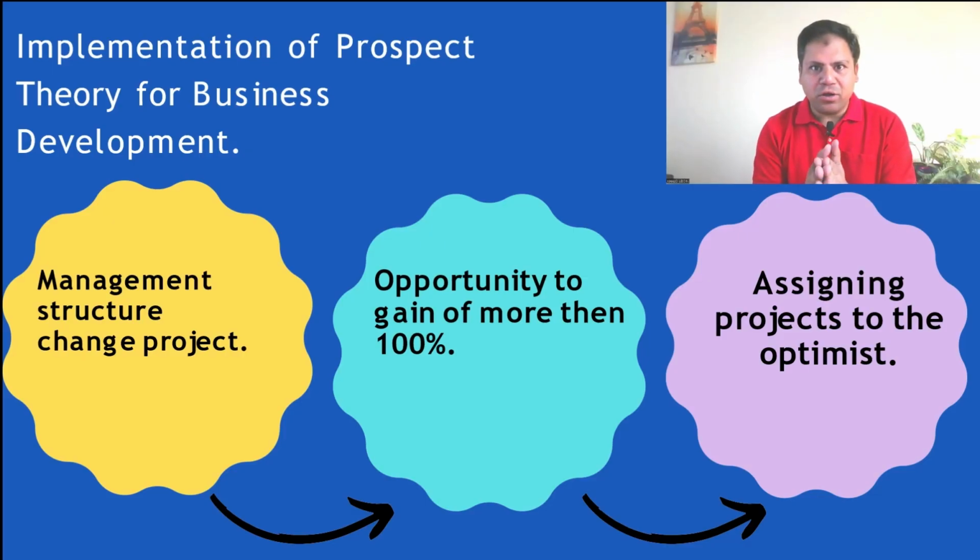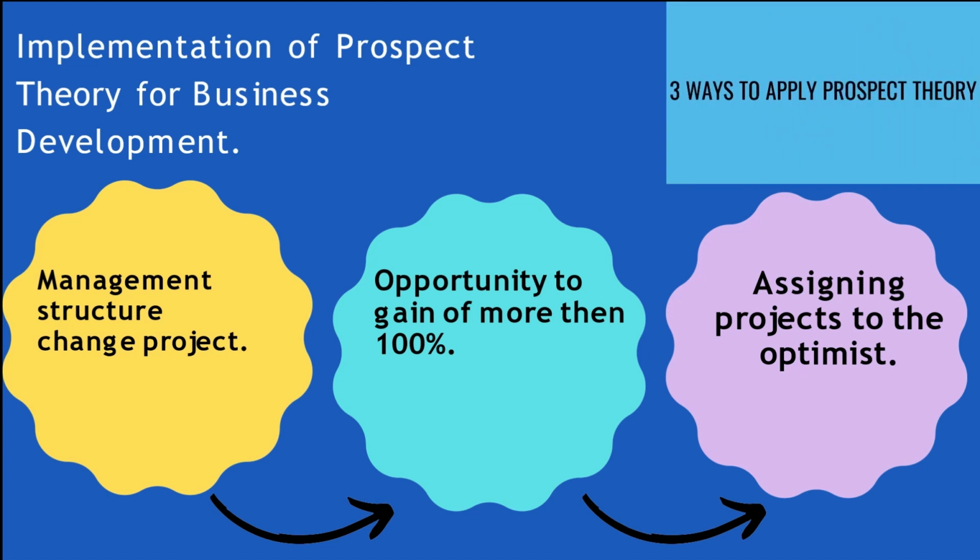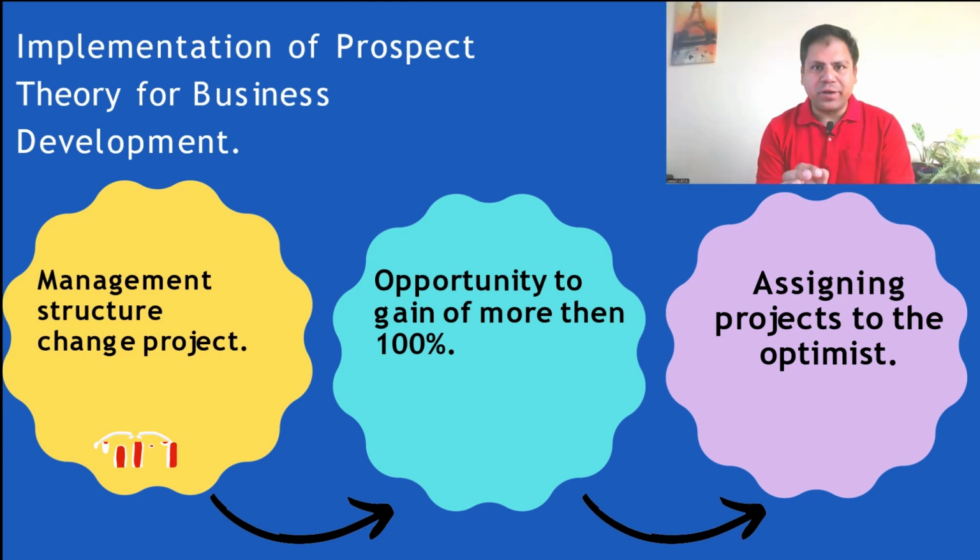The last part of this presentation, which is the most important part, is how the theory can be applied in real life business scenarios. How prospect theory can be applied in real life business scenarios. This is the most important aspect of this presentation. So I will explain to you three ways we can apply this theory in a real world business scenario to solve your business problems and increase the profit margins and productivity.